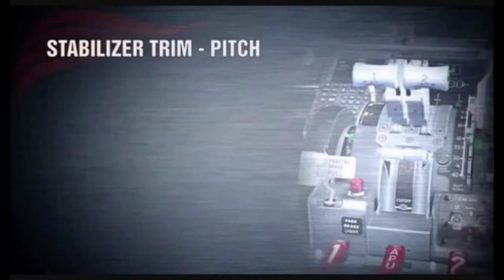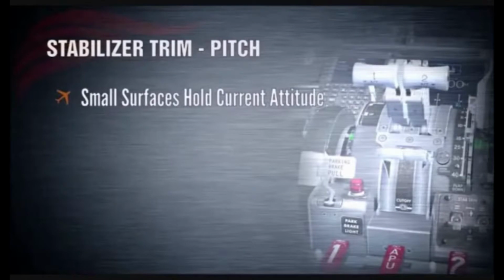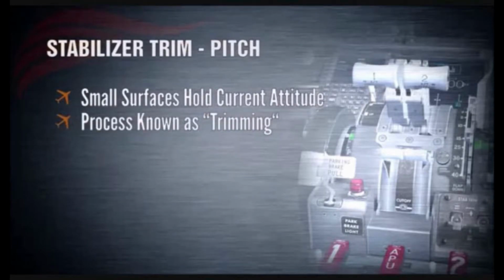Most aircraft have little surfaces on the flight controls that are utilized to hold the aircraft in its current attitude without the pilot having to make excessive input on the control systems. This process is known as trimming the aircraft.